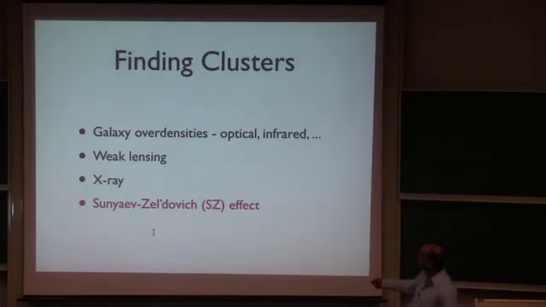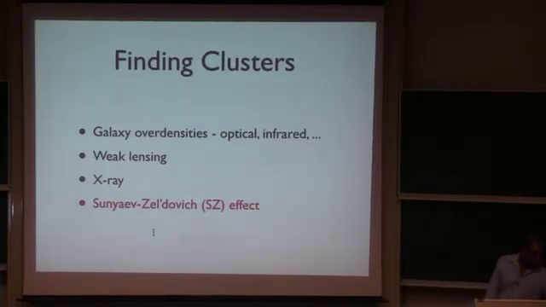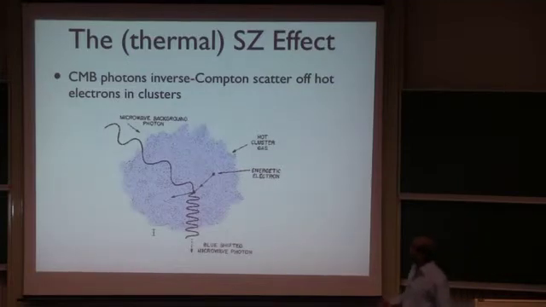Nowadays we use weak lensing, X-rays, and I'll be focusing in this talk mostly on the Sunyaev-Zeldovich effect, which is a new method. In the last 10 years, there have been large surveys of clusters using the SZ effect. They were detected by the SZ effect that comes before. Okay, so what is the thermal Sunyaev-Zeldovich effect?